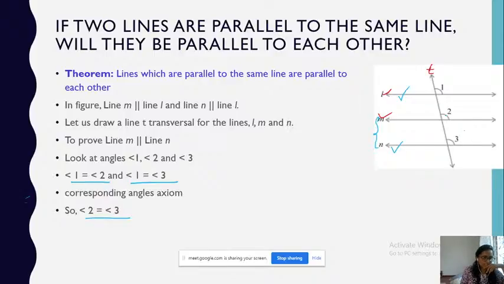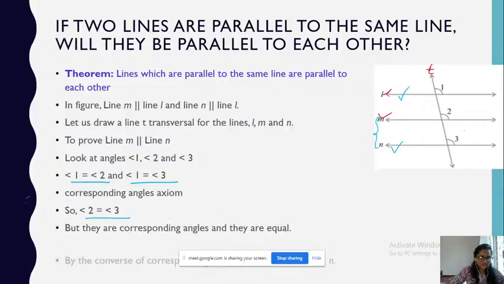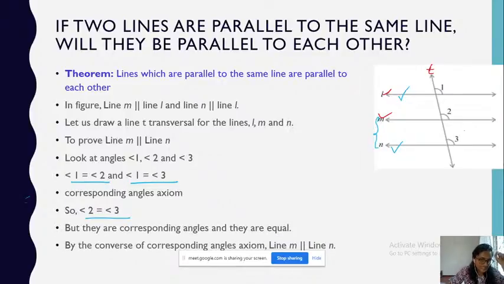So, we got a pair of corresponding angles, angle 2 and angle 3, that are equal. Now, look at the lines. They are parallel. So did we just prove the theorem? So by the converse of the corresponding angles axiom, line M is parallel to line N. So what we needed to prove was that line M is parallel to line N. So with very simple steps, we just proved that theorem, correct? So can you note this down?